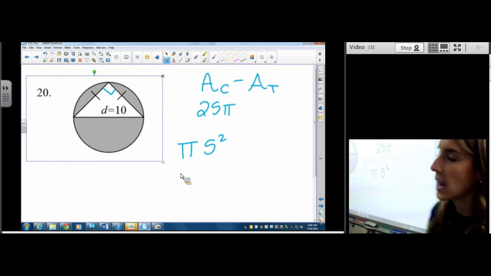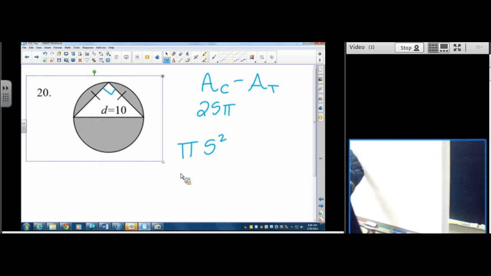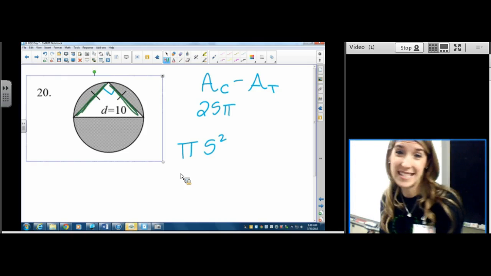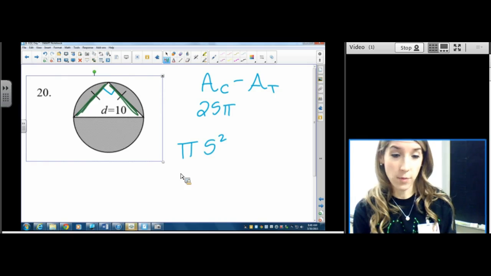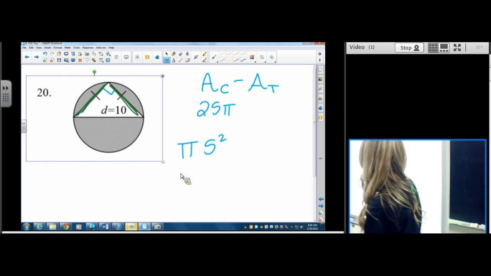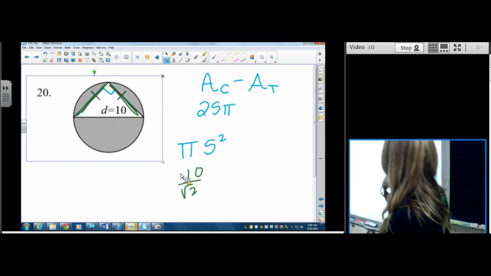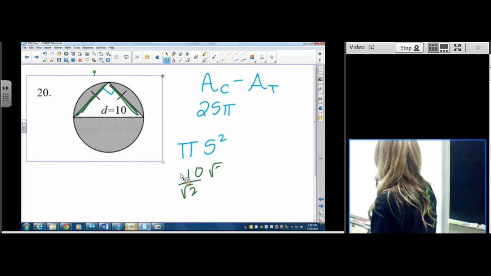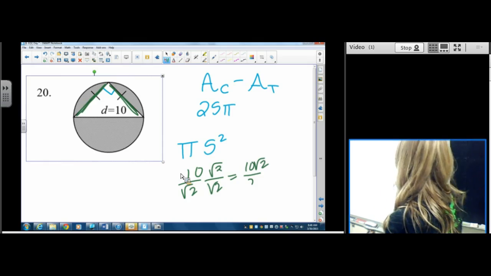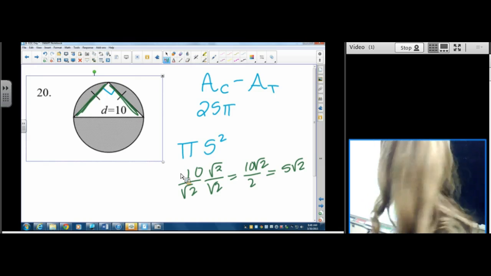The area of the triangle, base times height divided by 2. We know the base and the height are always perpendicular. And this is a right isosceles triangle, 45, 45, 90. So we need to find the legs of that triangle, and we know we divide by root 2, and then we rationalize. But you probably already knew that it was 5 root 2. You do not have to go through all those steps if you already knew it was.